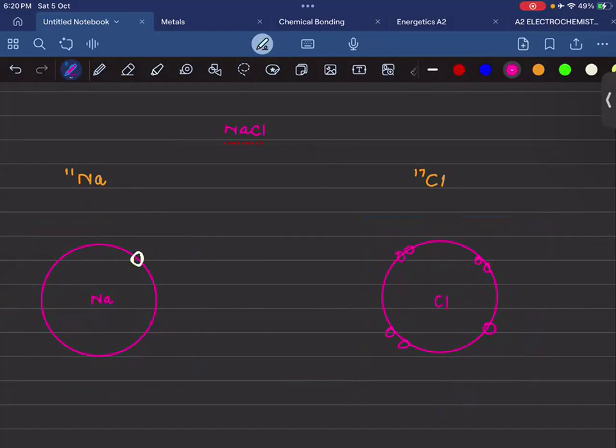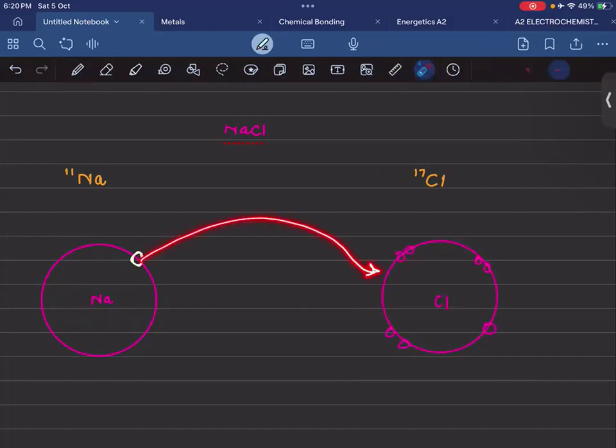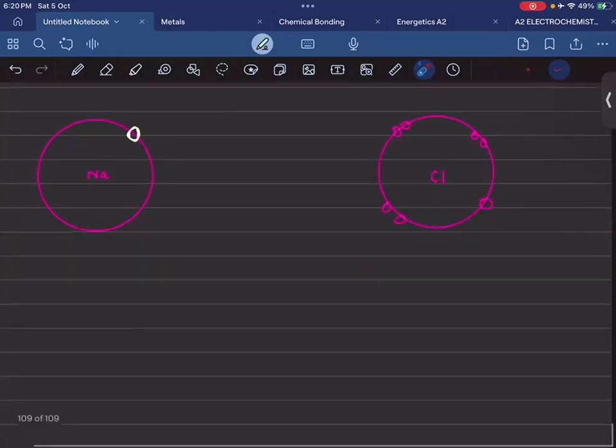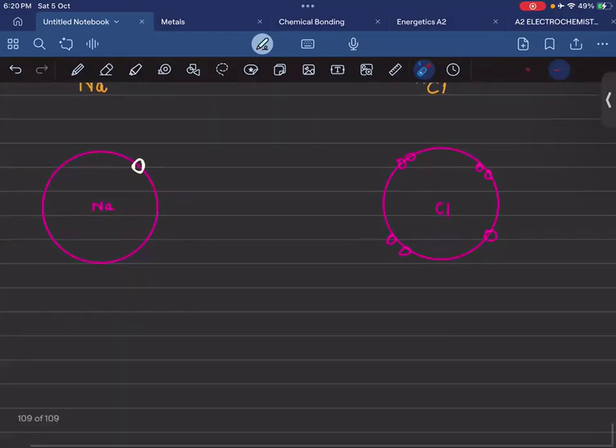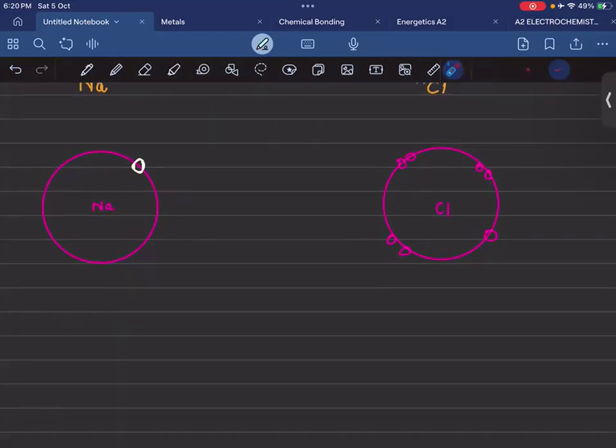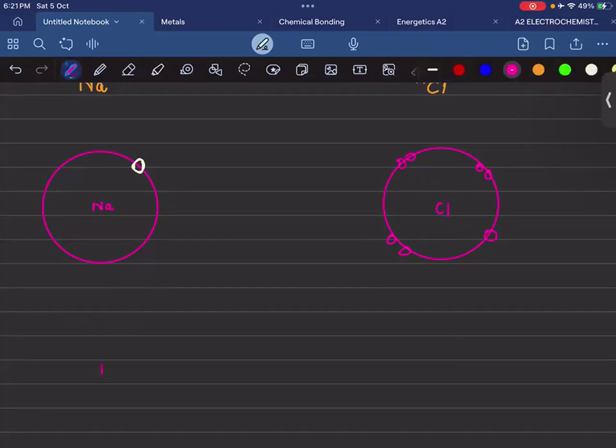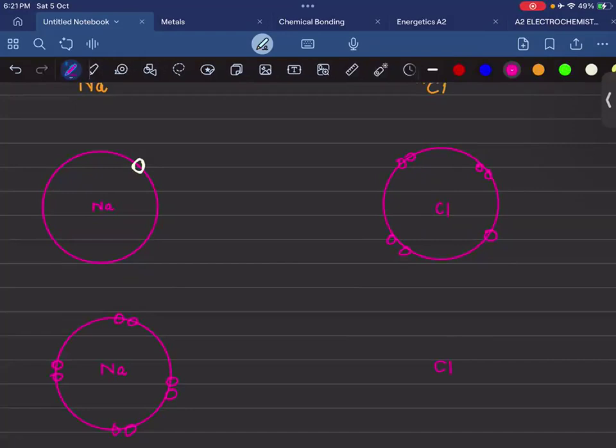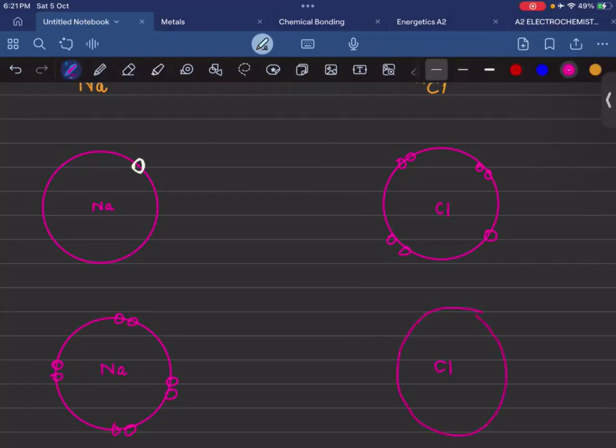Are you getting my point? Yes, sir. So sodium would be losing its electron to this chlorine. Obviously, after the removal of this electron, how many electrons would be there in the outer shell? You will say 8. And how many electrons would be there after gaining this electron? So you will say 8.